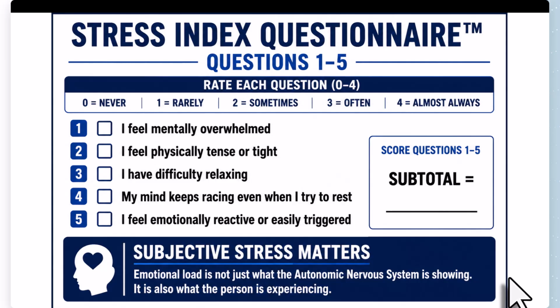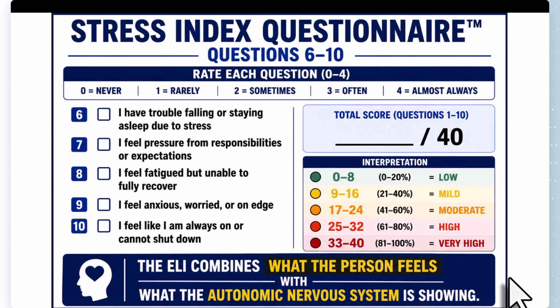So remember, we have the two sides, what's high and what's low, and that's pretty easy to calculate. Subjective stress matters. Emotional load is not just what the autonomic nervous system is showing, it is also what the person is experiencing. So you go ahead and score that. And that's the rest of it. Right? There's actually 10 questions. And then you could take the total score and you could look below it, the interpretation. Where are they? Is it a very high emotional load index, right? Or is it low? So the ELI combines what the person feels with what the autonomic nervous system is showing.